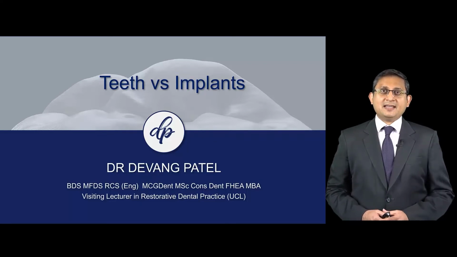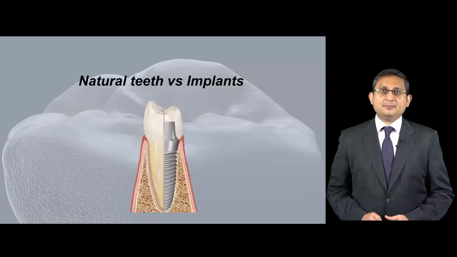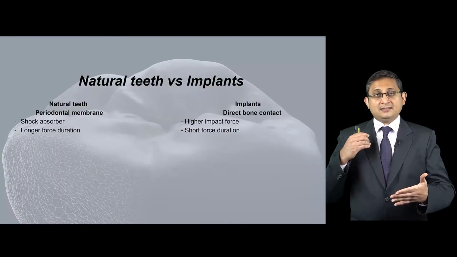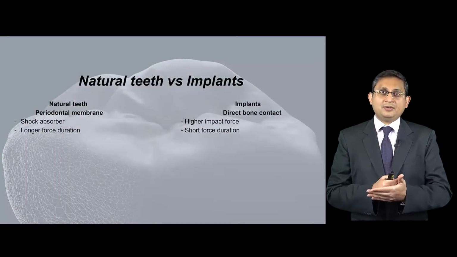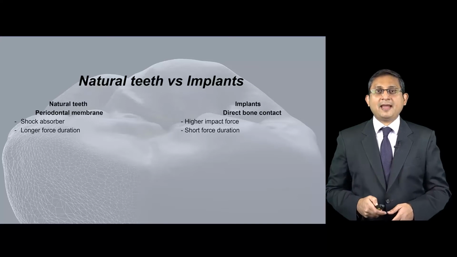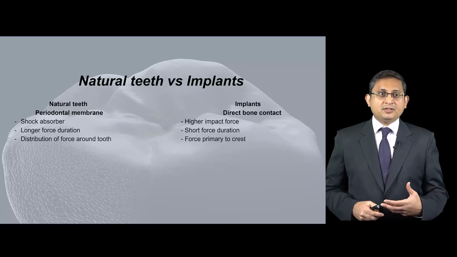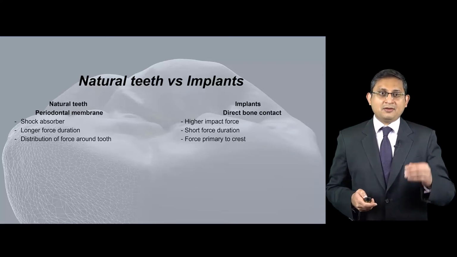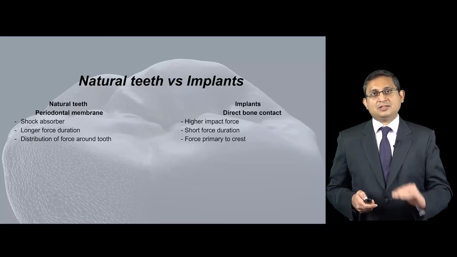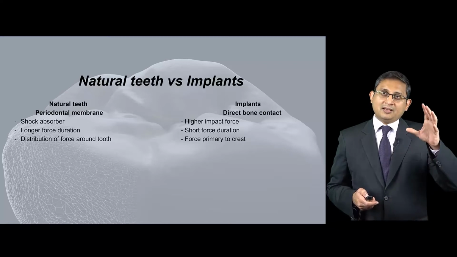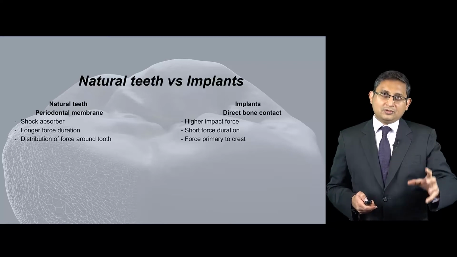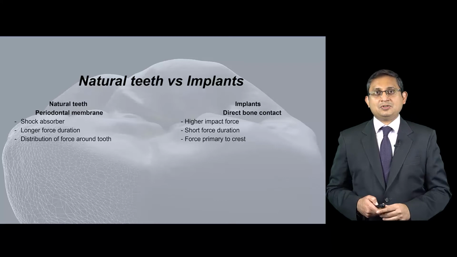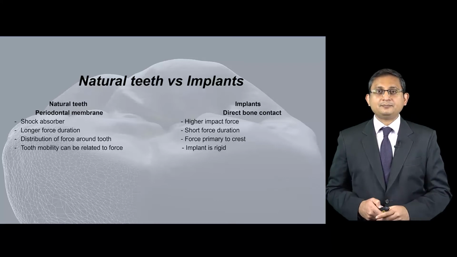Before we understand the fundamentals of occlusion, let's look at the differences between natural teeth and implants. Force goes straight to the implant when you apply force, very impactfully. Distribution of the force around the tooth is done much more nicely, whereas with an implant you have all the force gathered towards the crest. With the tooth, the force goes towards the root surface much more evenly.